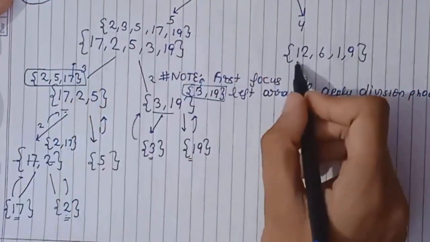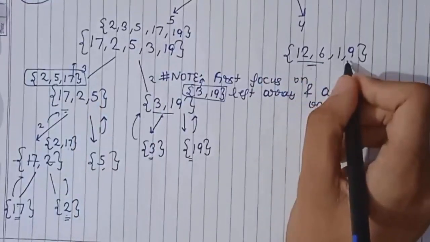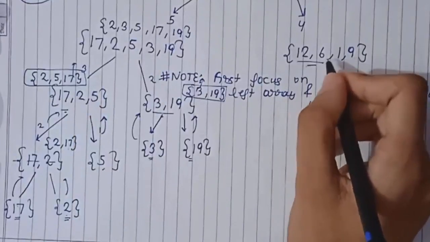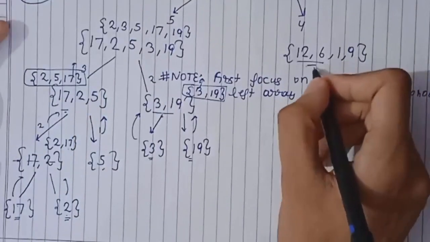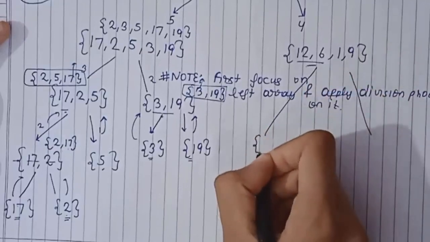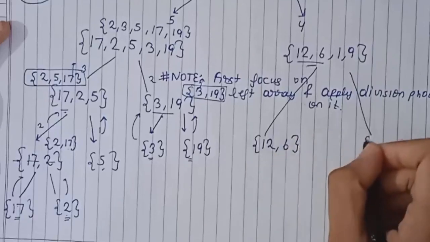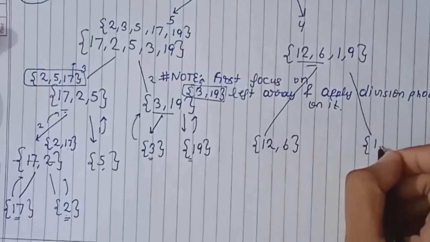Now we will come on to this part. Since this is not a single element array, the division procedure will apply on this part. When it applies on this part, this array will get divided into these two parts, 12, 6 and 1, 9.